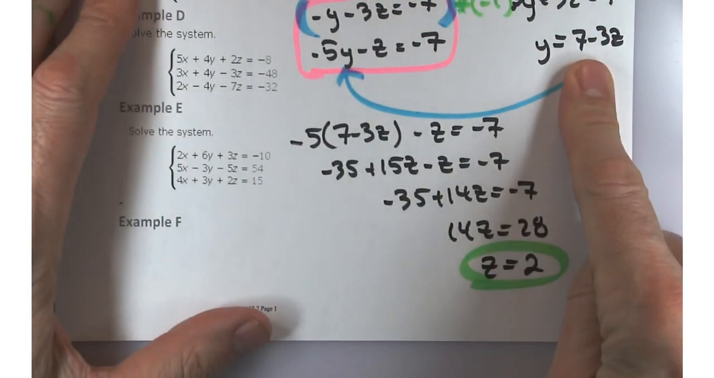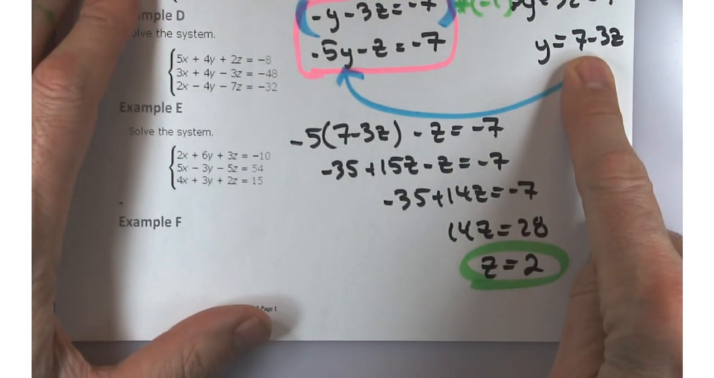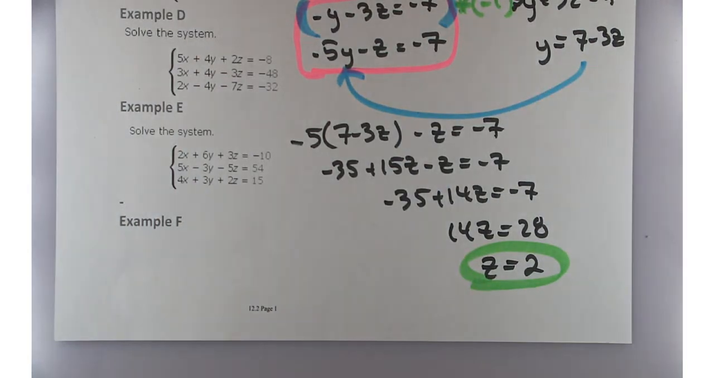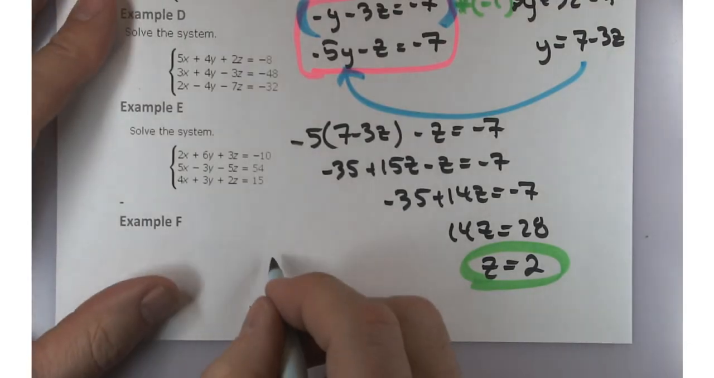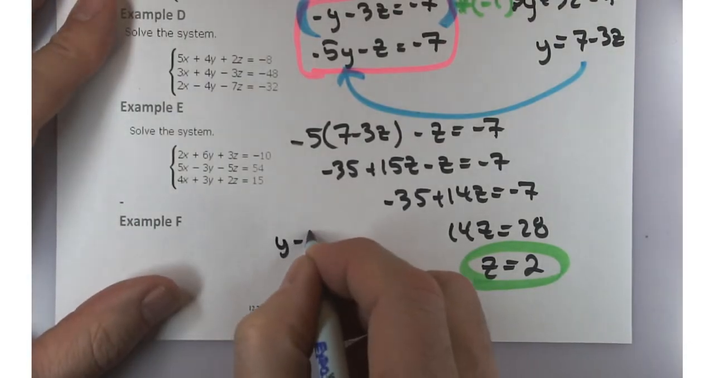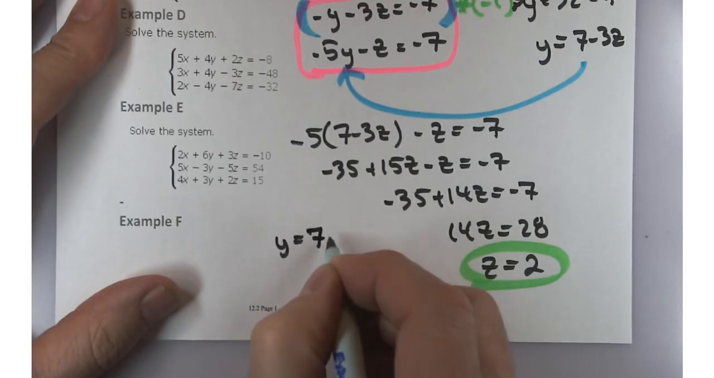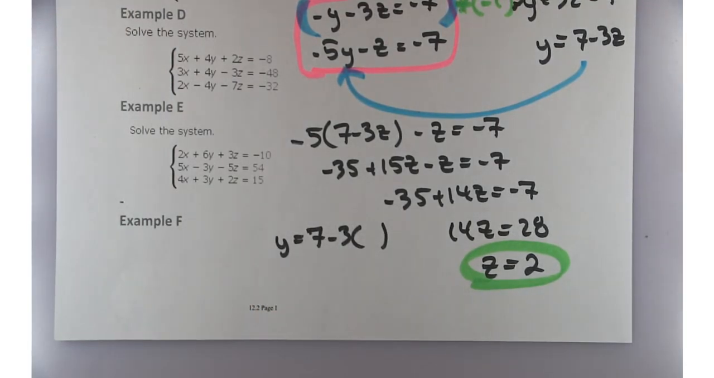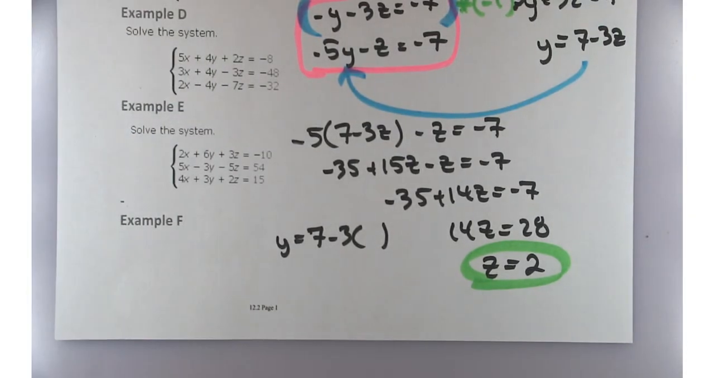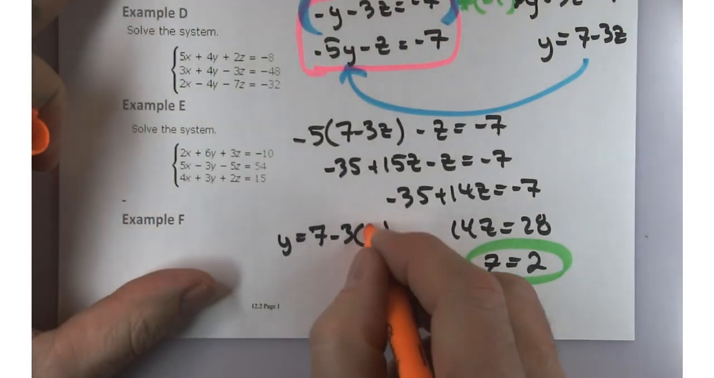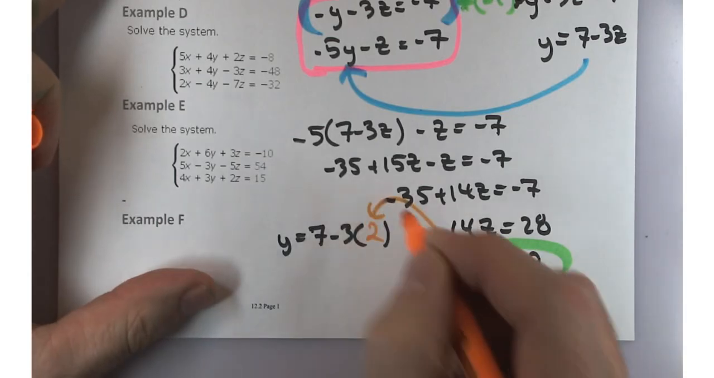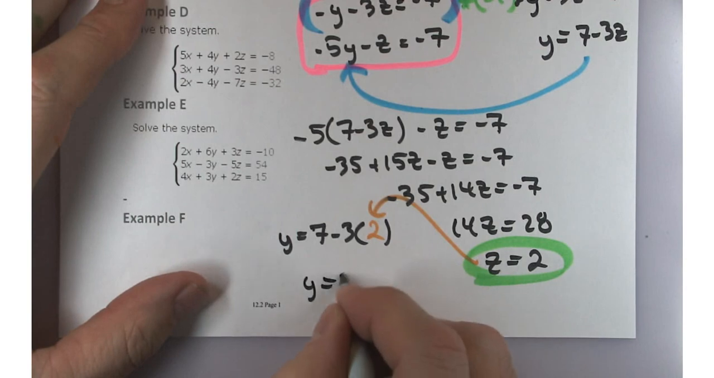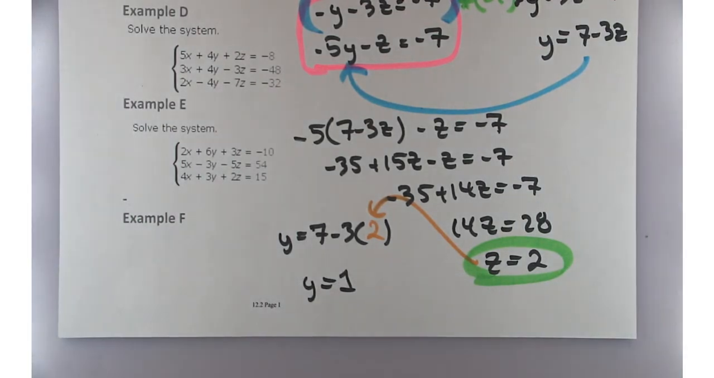Yeah, plug it in up here, right? We know y equals 7 minus 3 times z. That's not too bad. Just plug in the 2. So I get y equals 7 minus 3 times 2. 3 times 2 is 6. So that gives me y equals 1. Great. 2 down, 1 to go.